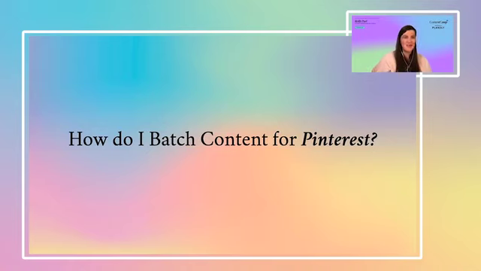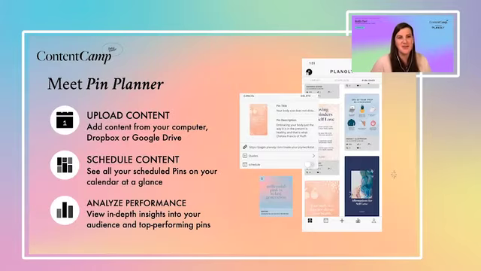So next, let's talk about how we can actually batch content for Pinterest. This is where Planoly's Pin Planner comes in. So our Pin Planner is available through planoly.com, as I mentioned earlier, or you can download our mobile app. Once you download, you can just create an account and link your Pinterest account to your Planoly account. From there, you can upload content from multiple different sources, schedule that content, and then analyze the performance.